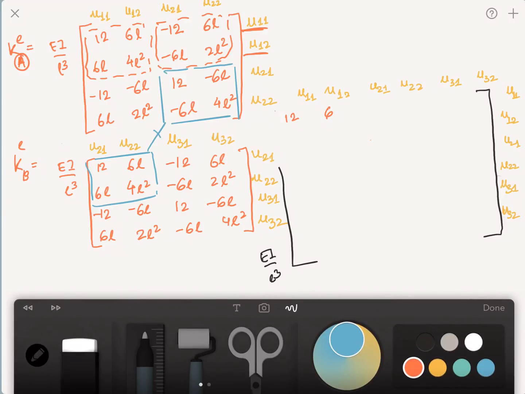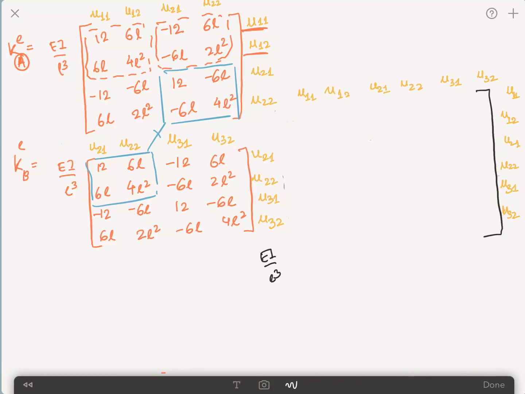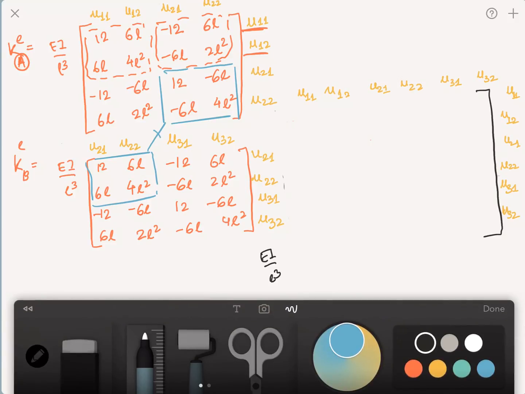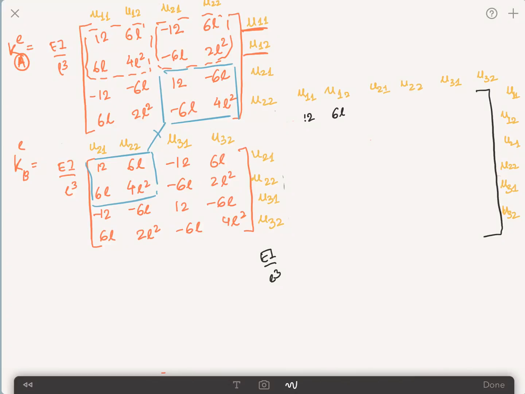This could be improved a little bit. Yep. So you can write here 12, 6L, minus 12, 6L. Now we know that with the node 3, there are no contributions, so there will be zeros. Same way for U12, we will copy in everything that is befitting. So U1 and U2 node matches, and with 3, 1 has nothing.